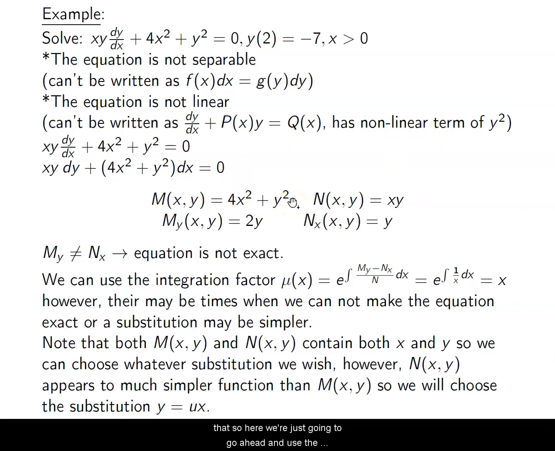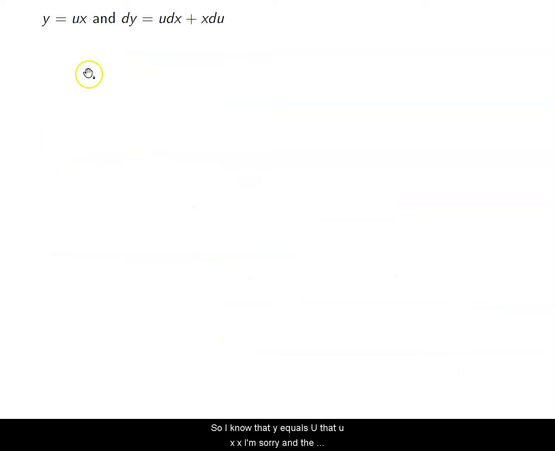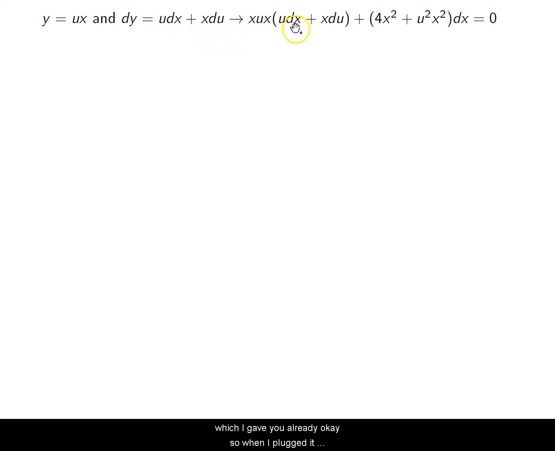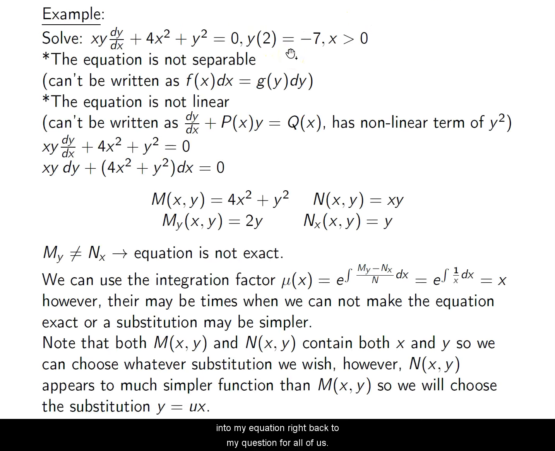So here we're just going to go ahead and use the substitution y equals u times x. That's pretty standard, so that's the one that I'm going to go with, right? So I know that y equals u times x, and the derivative gives me the product rule of this form, which I gave you already. Okay, so when I plug this into my equation, let's go back to my equation for all of us here. y is ux, so this turns to x times ux, right? And then I substitute my dy.